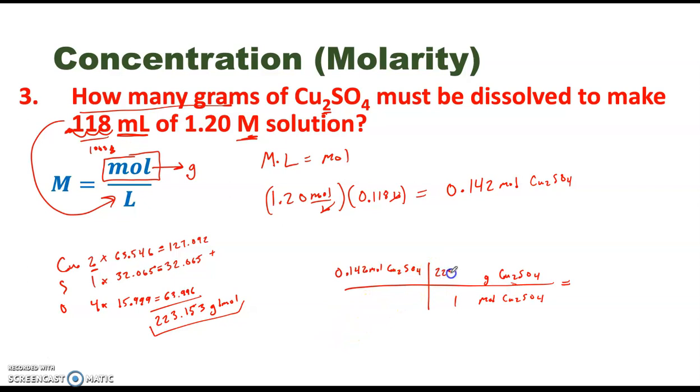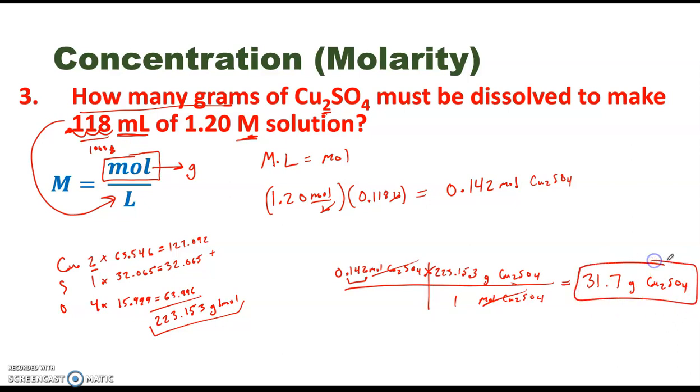So that is the number that I put in here, 153. And then I multiply that because it's on top by 0.142. So I multiply across here. My moles cancel out, and I am left with 31.7. I got to round to 3 sig figs. And that is grams of Cu2SO4.